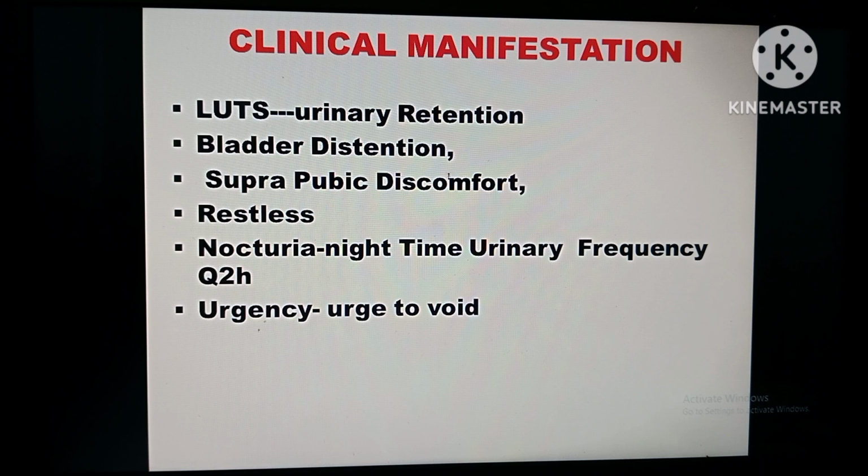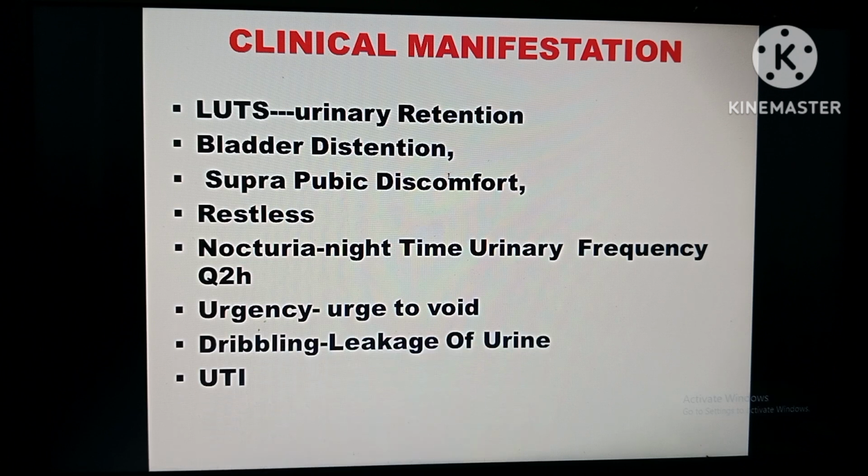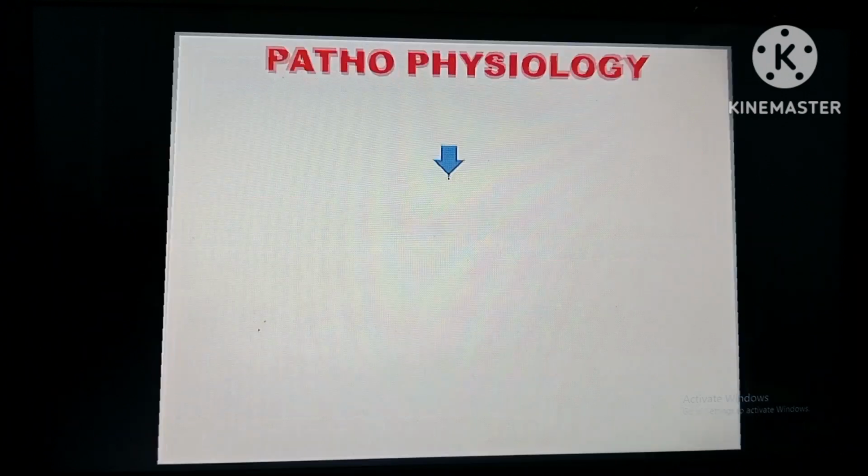Urgency, the urge to void urine. He may be anywhere, attending an office meeting or at a work site, and he feels the need to pass urine and has to go immediately, but is unable to void or empty the bladder completely. Dribbling, leakage of urine. UTI: due to urinary tract infection, there will be a fever. Hematuria, meaning blood in the urine. When the bladder is full, it will damage and injure the urinary bladder.